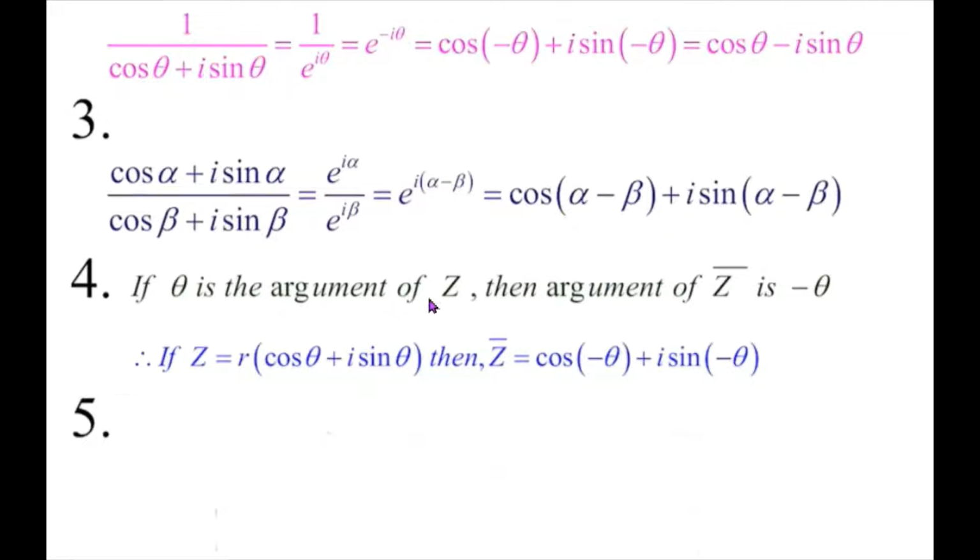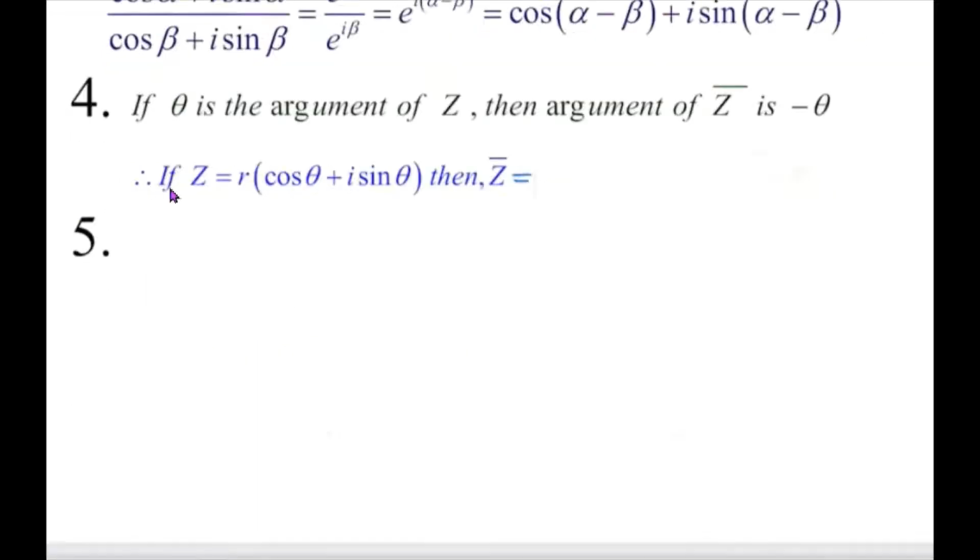If theta is the argument of z, then the argument of the conjugate of z is minus theta. Directly you can use this in problems. If z is a complex number in its polar form, z is r times (cos theta plus i sin theta), then its conjugate can be written as r times (cos of minus theta plus i times sine of minus theta), because the argument of z bar will be minus theta.